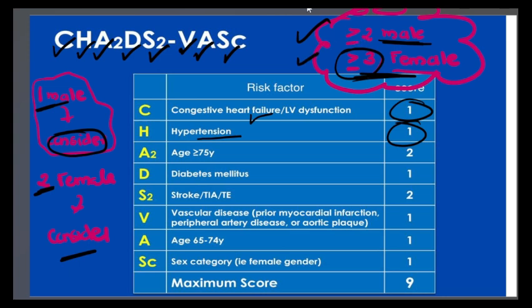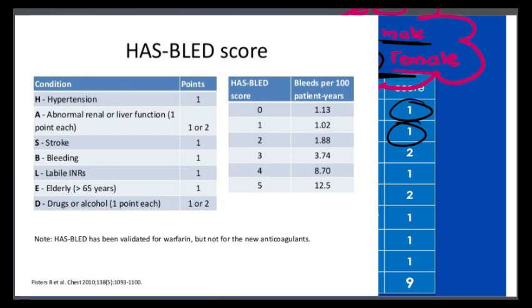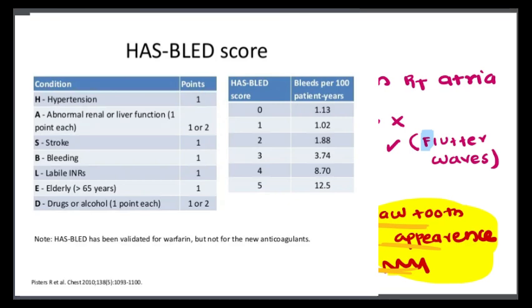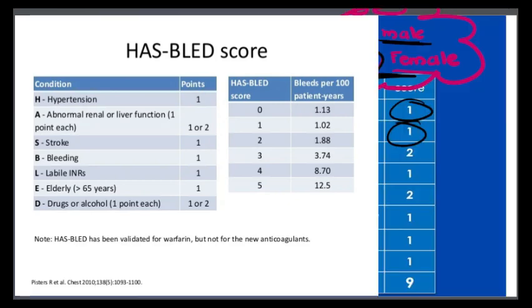All right, and we also calculate a score called the HAS-BLED score. I'm not sure how many of you have heard of that. The HAS-BLED score is used to assess bleeding risk before starting anticoagulation in atrial fibrillation. As you can see in the picture, we have hypertension, abnormal renal or liver function. Each has 1 point. Maximum score is 9, and a score of 3 or more indicates high bleeding risk.